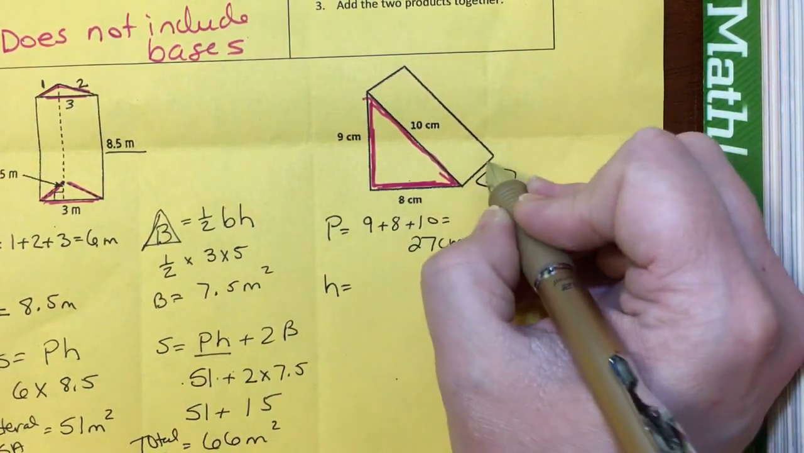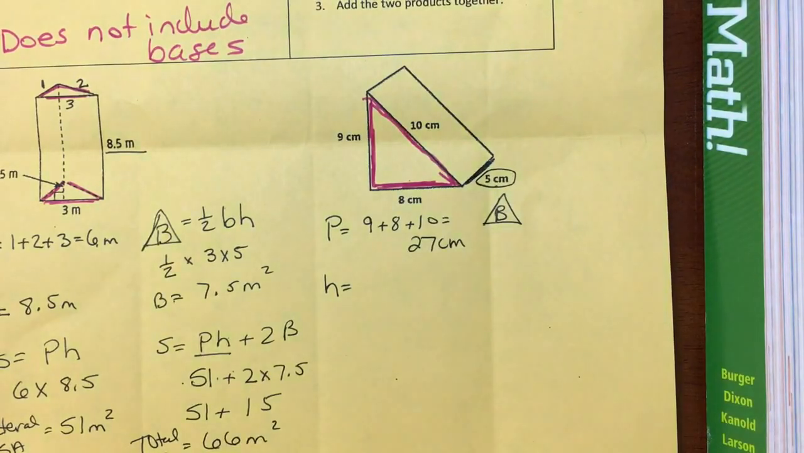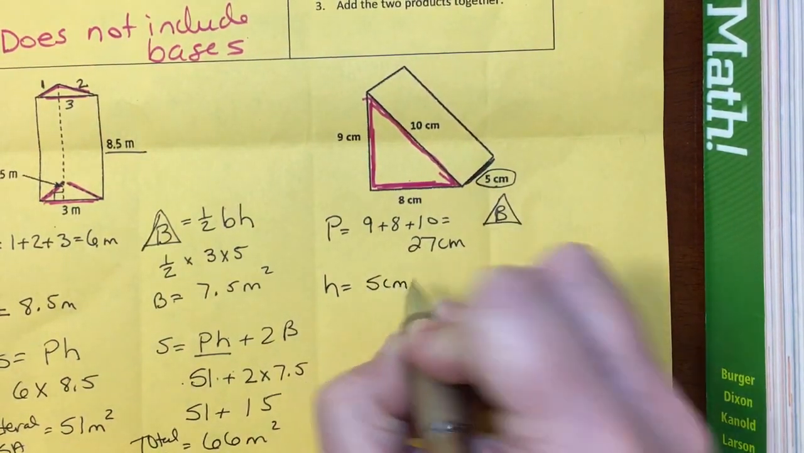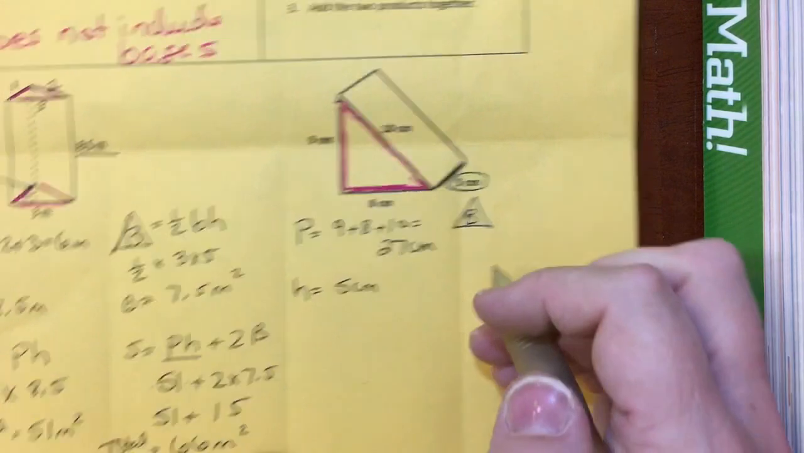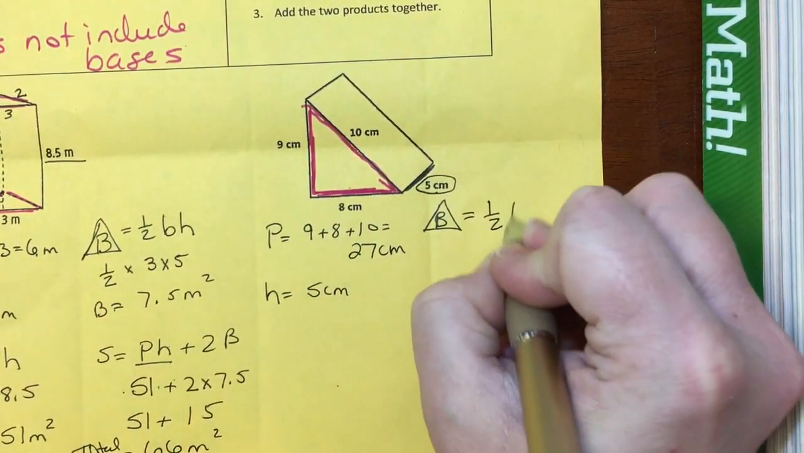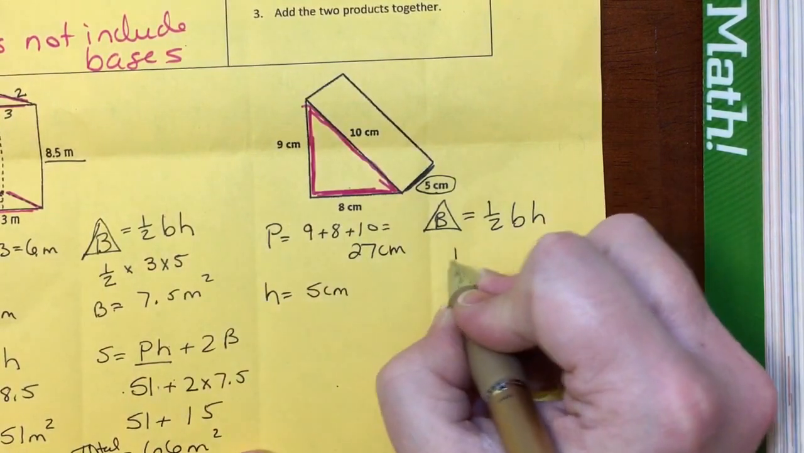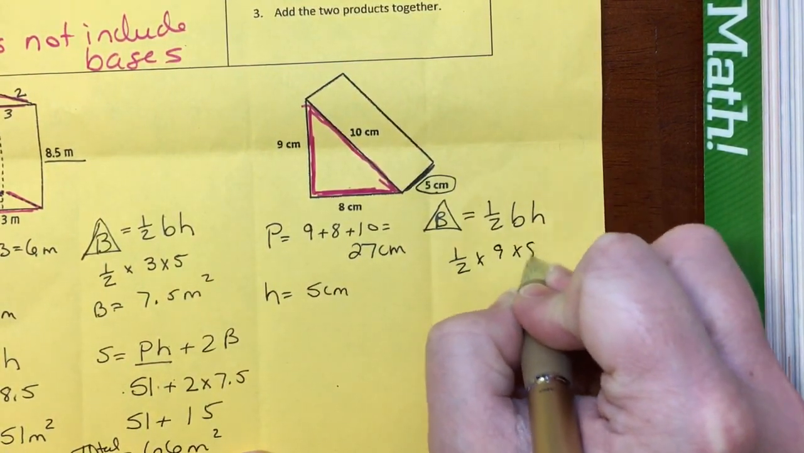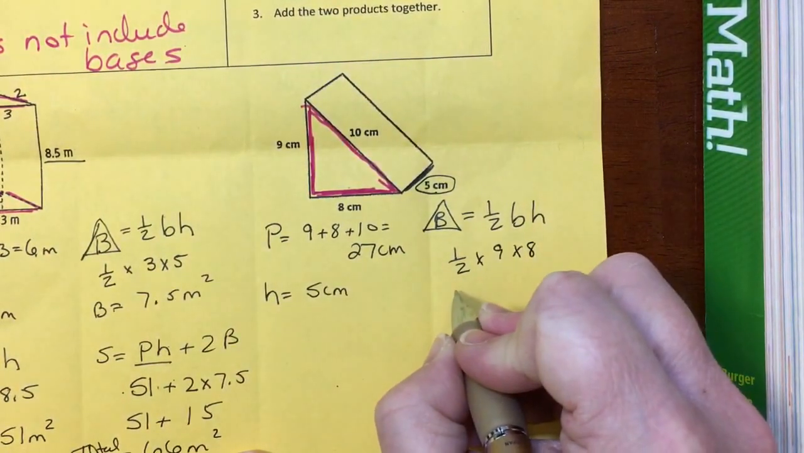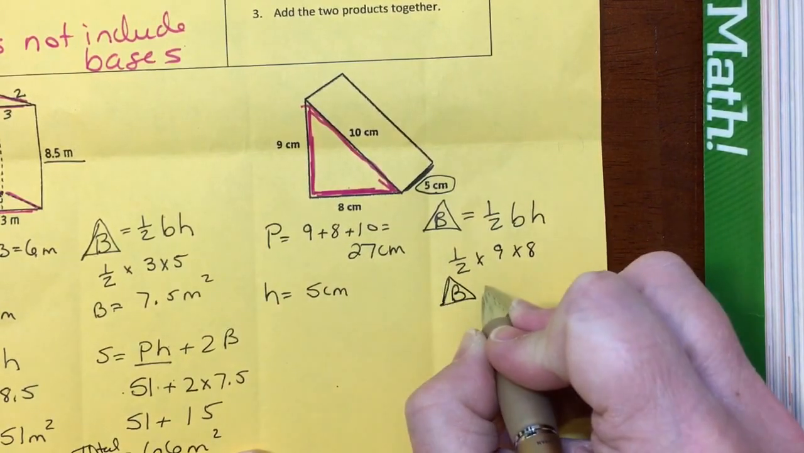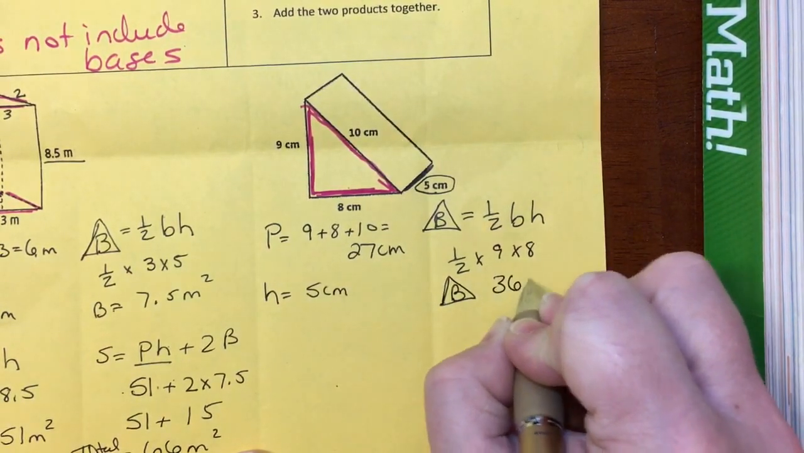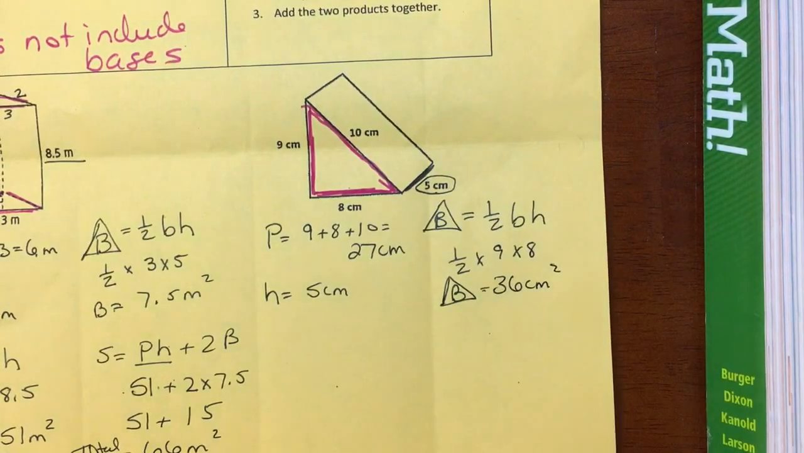So this is the height. Even though it's laying down, that's the height. It connects the two triangle bases. And the area of a triangle is 1/2 base times height. So that's going to be 1/2 of 9 times 8. So that area of the base is 36 centimeters squared.